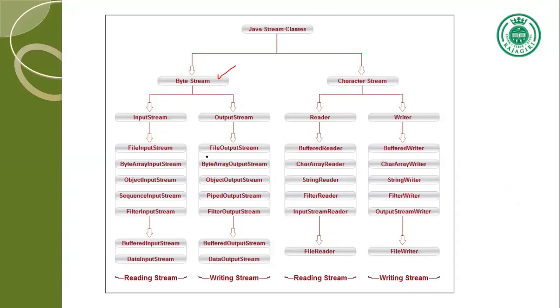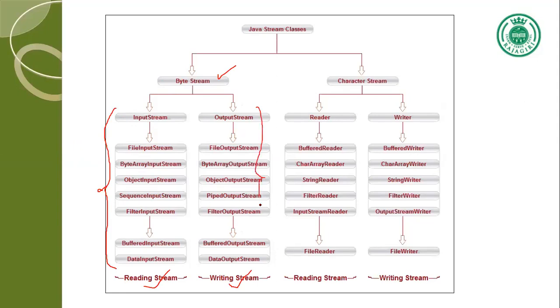Okay, we'll talk about the byte stream first. With the byte stream, you can do both reading and writing. To read, you will have the reading stream, and to write, you will have the writing stream. So these are the various streams which will help you in reading. You have mainly the input stream, and in that you will have the file input, byte array input, object input, sequence input, filter input, buffered input, data input. So these are the various streams in the byte stream which help you to read.